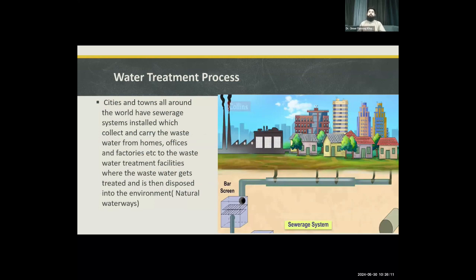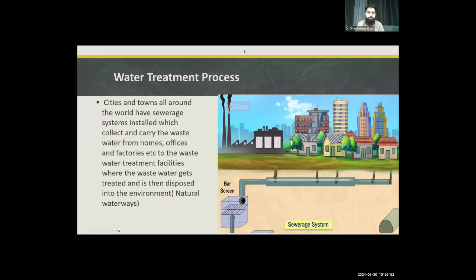So, the water treatment process basically starts with the sewage system. Any city which has a proper sewage system installed can have a water treatment facility attached to it. If there is no proper sewage system installed in any city, urban center, or town, you cannot start the process of wastewater treatment. You cannot build a wastewater treatment plant without a proper sewerage system.